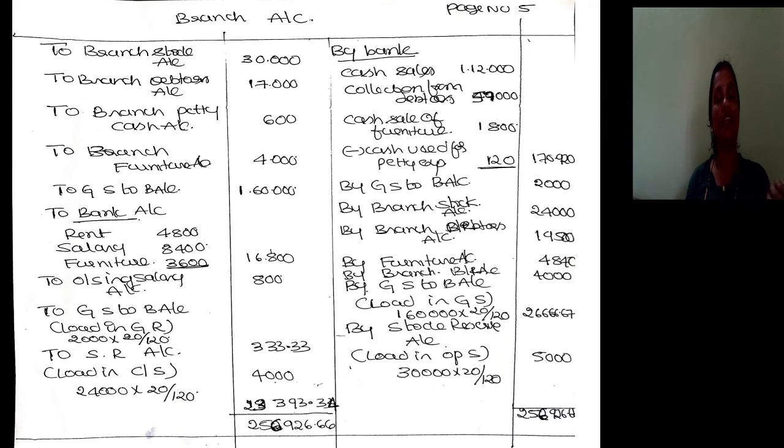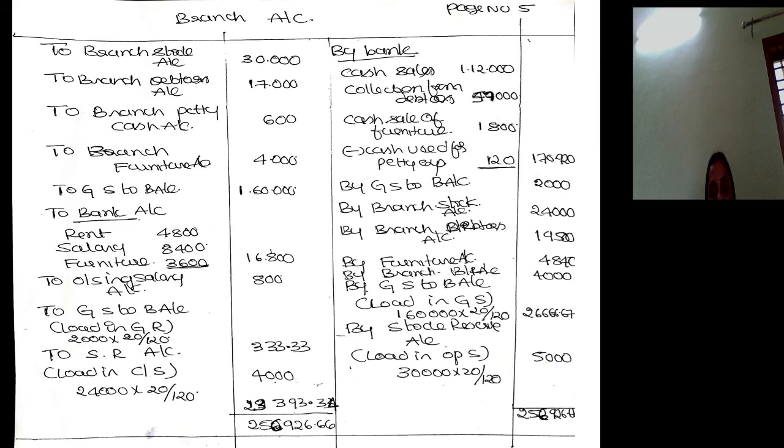Then we need to identify loading in closing stock. Journal entry: branch account debtor to stock reserve account. There is a loading to the extent of 4,000, that is 24,000 represents 120, what is 20? It means 4,000. So there will be a profit to the extent of 29,393.34 that should be transferred to general profit and loss account.